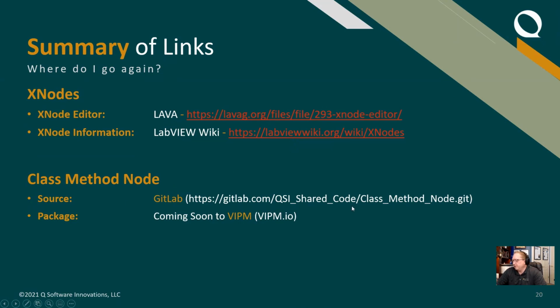Currently, I have it open, so you can go and fork my GitLab repo for the class method node and play around with it. I haven't yet published it to VIPM. If I do, it will probably be published in a beta state because of those weird caveats that you have to be aware of.